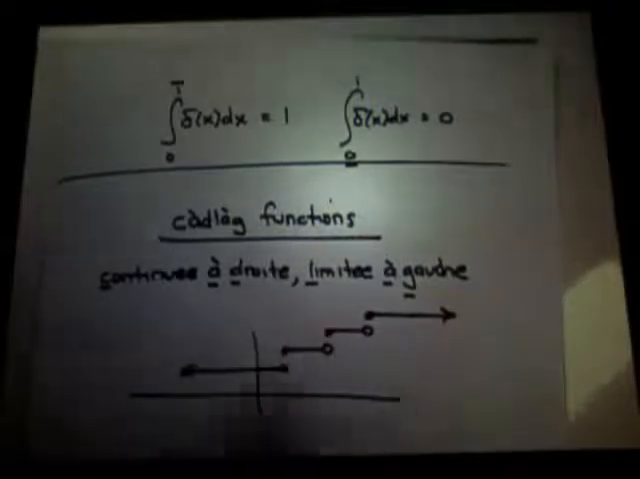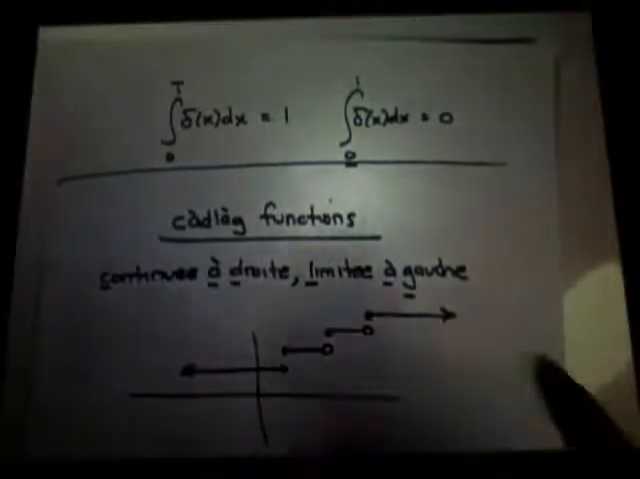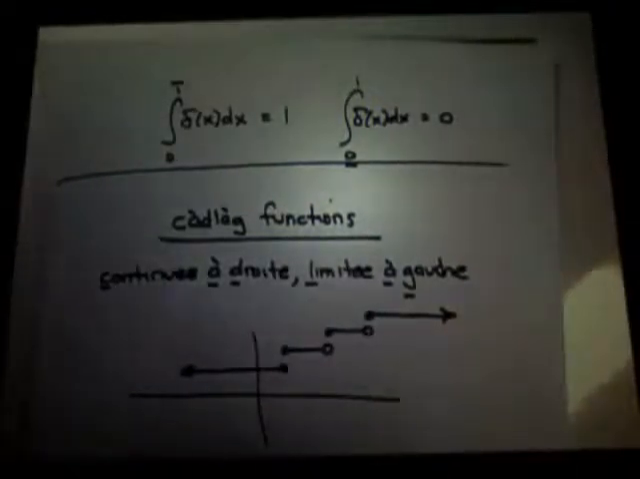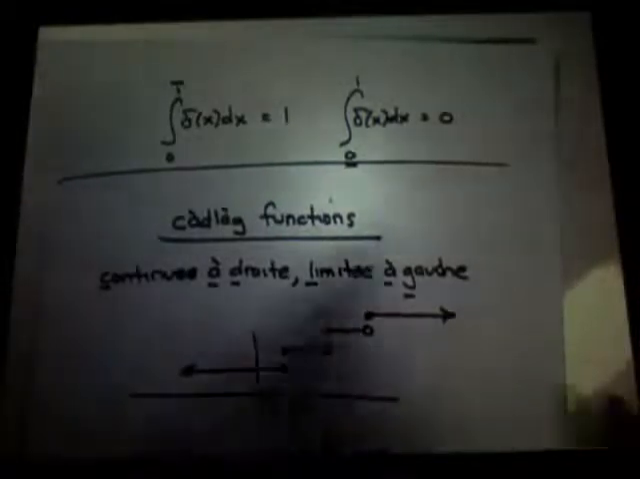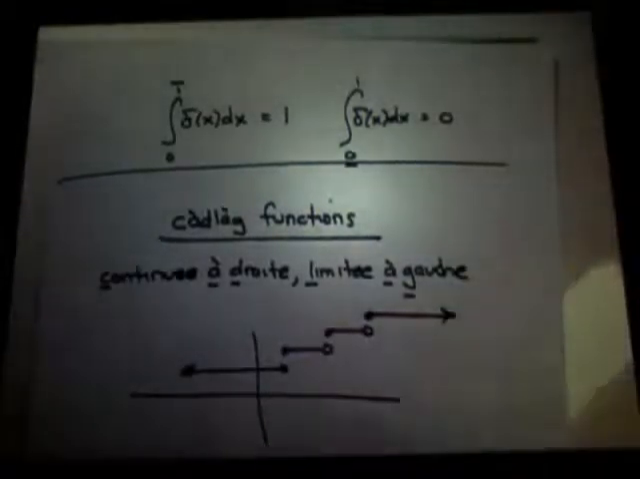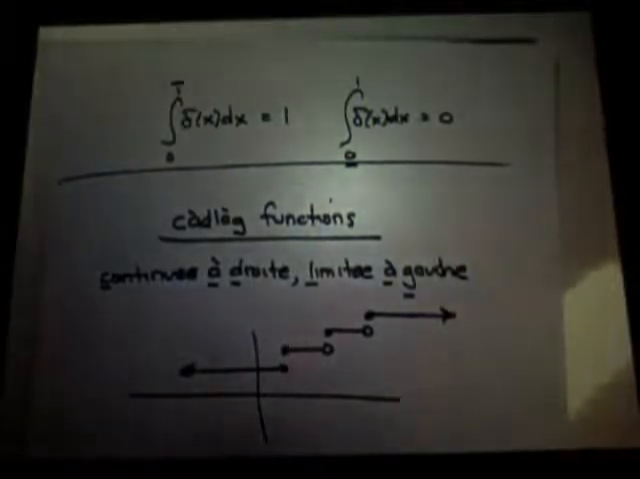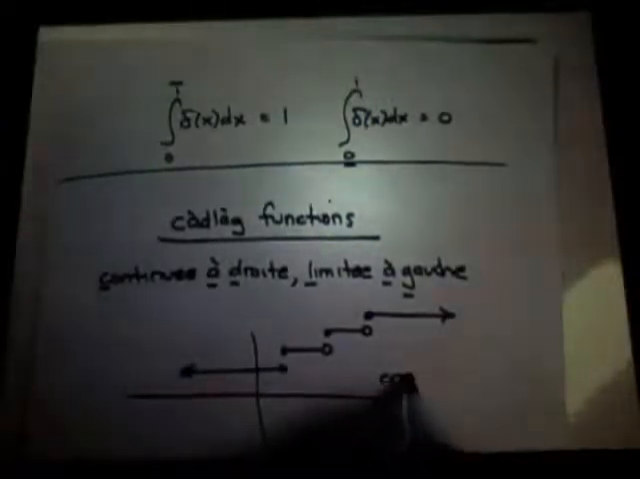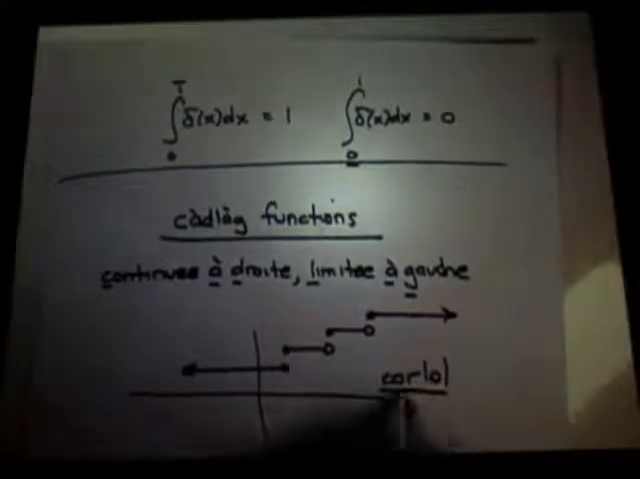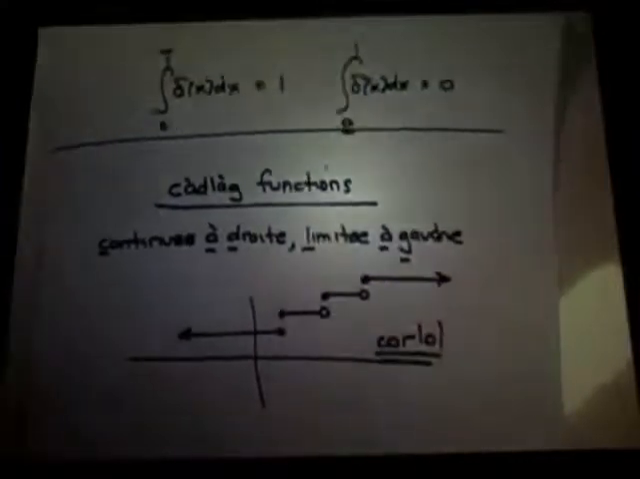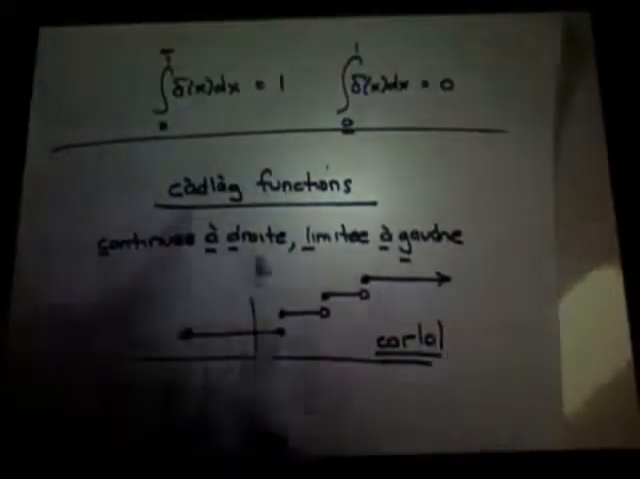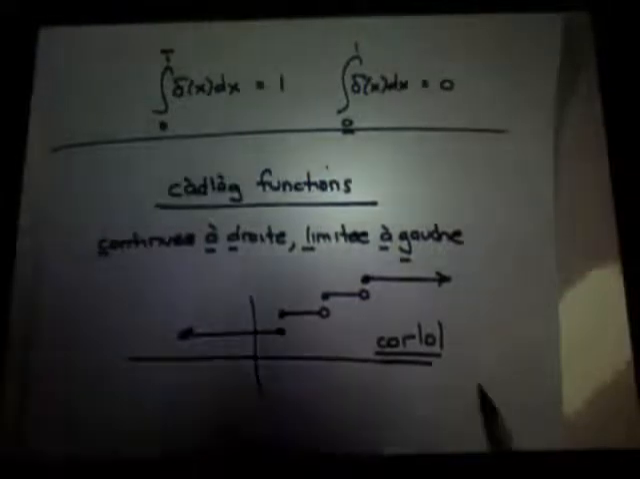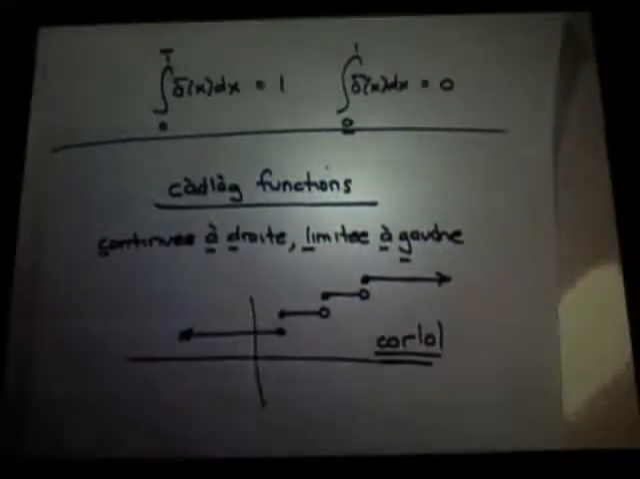So that's a positive CAD-like function. The CAD-like functions form a vector space. You can see that the sum of two is going to be one, right? They also call them portable functions. Continuous on the right, limit on the left.